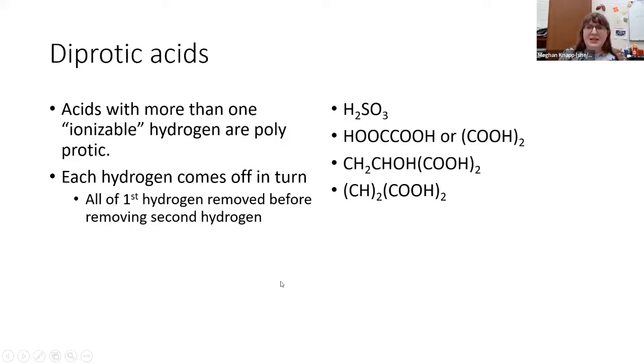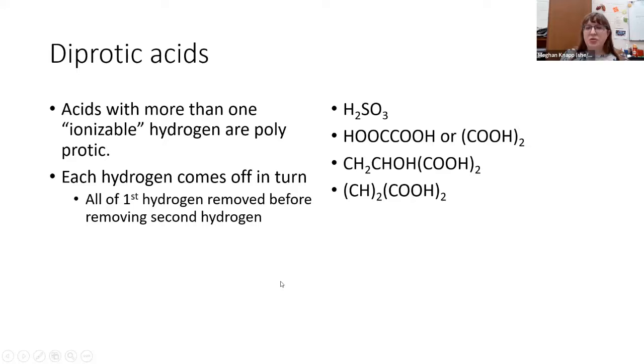When this happens, they don't both come off at the same time. They come off first, the first one on all of the molecules, and then the second one. So all of the first hydrogen is removed before any molecules start removing the second hydrogen. Now that's a generalization that's not exactly true, but it works for our purposes.